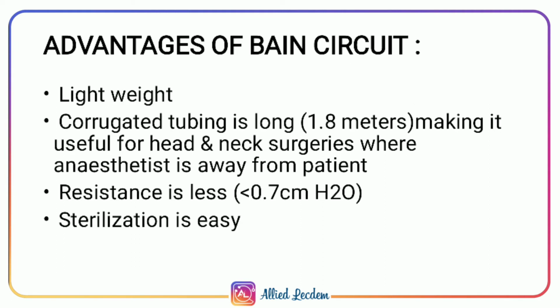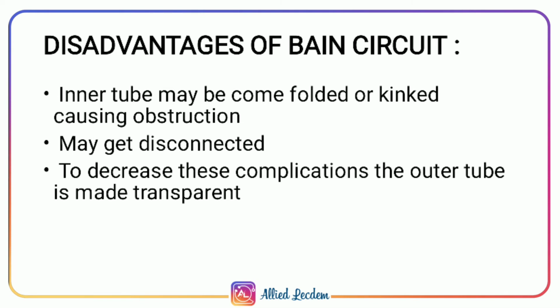Advantages of Bain circuit. They are lightweight and the corrugated tubing is long, making it useful for head and neck surgery. The resistance is quite less and the sterilization is also easy. Disadvantage of Bain circuit. The inner tube can get folded or kinked, which can cause an obstruction, and can also get disconnected, but to decrease these complications, the outer tube is made transparent.